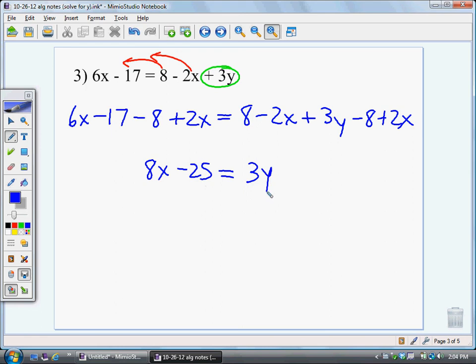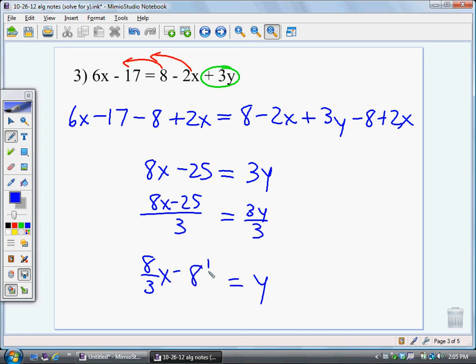So now to solve for y, you're going to divide by 3. You have two terms again, so you have to make sure you divide both terms by 3. And that's going to give us y equals 8/3 x, or 2 2/3 x, minus 8 1/3.